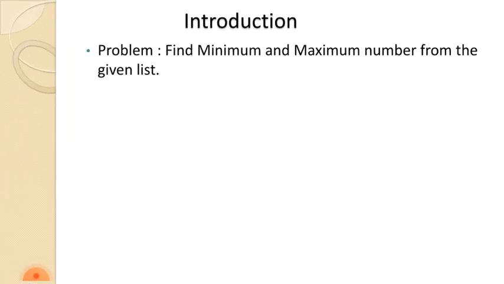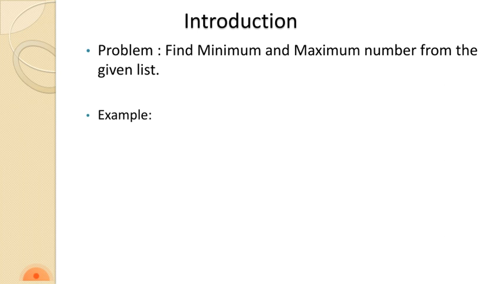What is the min-max problem? It is the problem of finding the minimum and maximum number of a list. Suppose we have a list of numbers, and we want to find the minimum and maximum number from the list. How can we do it with the divide and conquer concept?